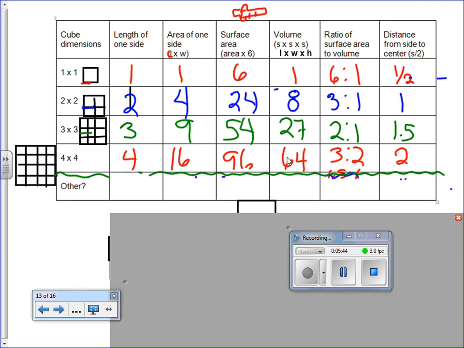So we'll do 10 times 10 times 10. 1,000 or 10? 10 times 10 is 100 times 10. 1,000. Right? Because it's side times side times side. 10 times 10 is 100 times 10 is 1,000. Right, guys? Am I missing something?